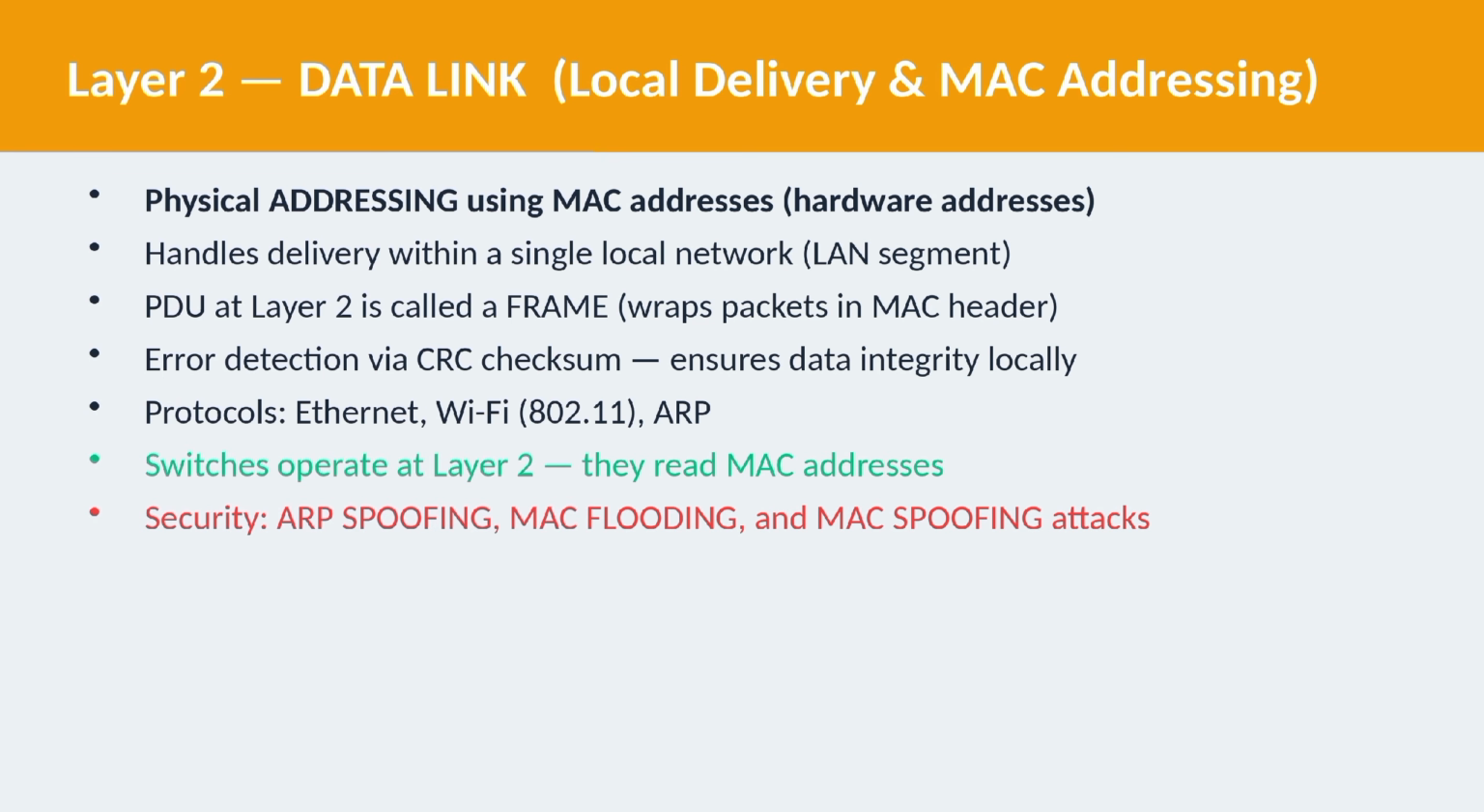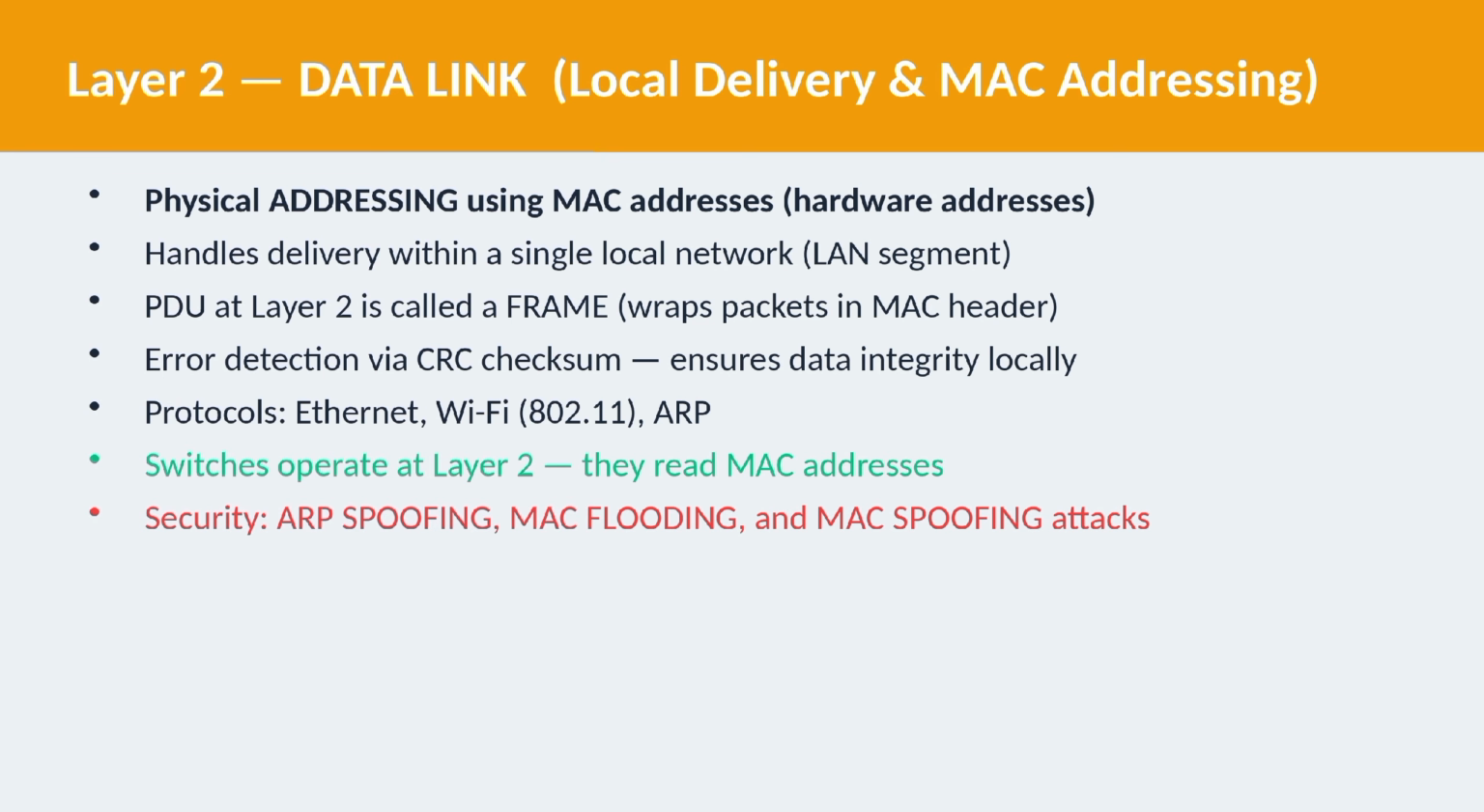Layer 2, data link layer. The data link layer takes those raw bits from layer 1 and organizes them into meaningful frames. It also handles MAC addresses, the hardware addresses burned into every network card. At this layer, devices on the same local network identify each other by MAC address. Devices here include switches and NICs. This layer also provides error detection, making sure bits aren't corrupted in transit.